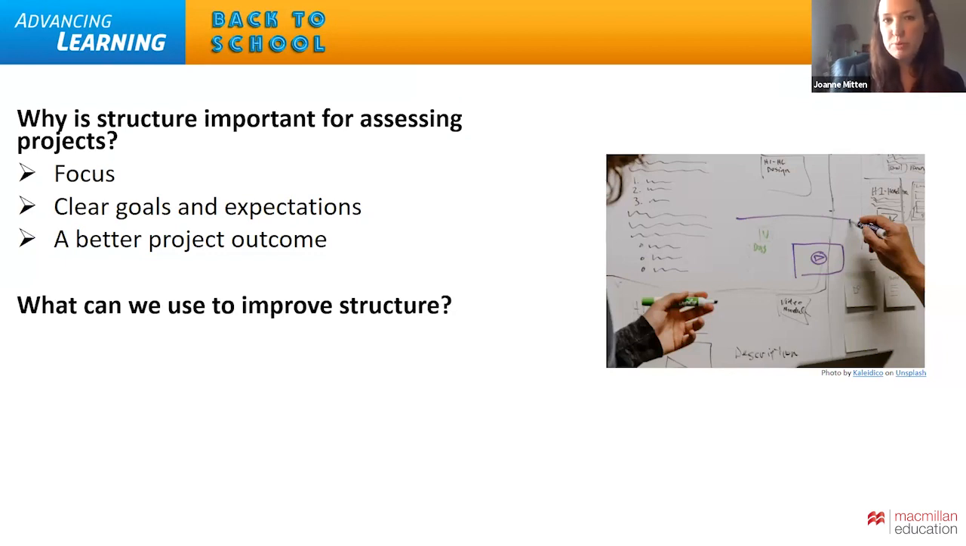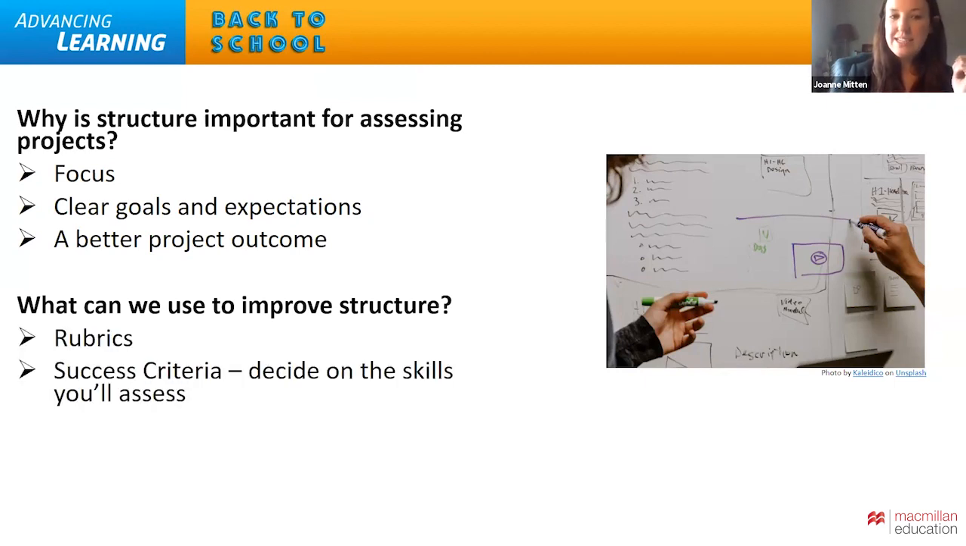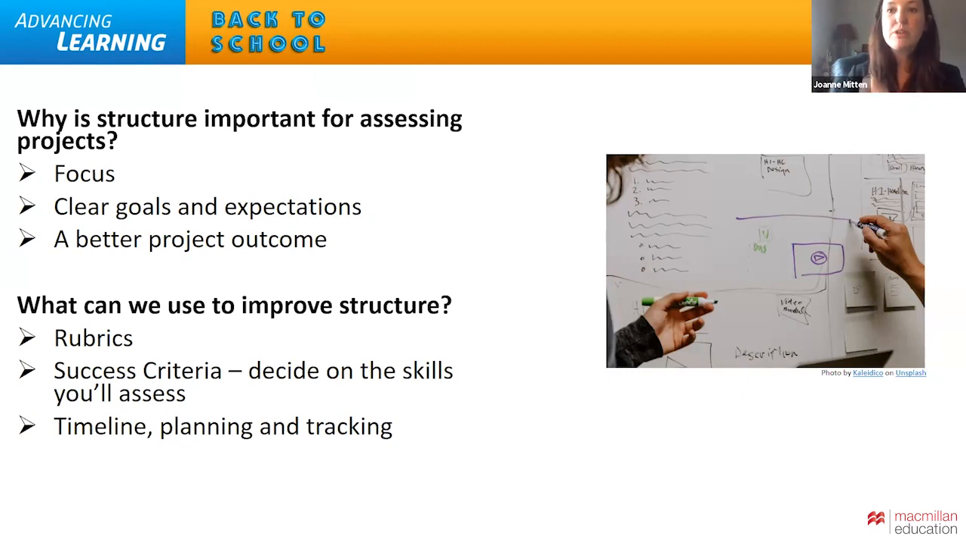What can we use to improve structure and therefore improve the assessment of projects? We need rubrics. We need success criteria, and maybe you decide on the particular skills that you want the students to be successful at. We need a timeline, we need planning and tracking. That's not just your timeline and your planning and tracking, but the students' timeline and their planning and tracking. We need milestones. You need to know the milestones that the students will hit, and they need to know the milestones, and they need to work that in to their planning and their tracking.